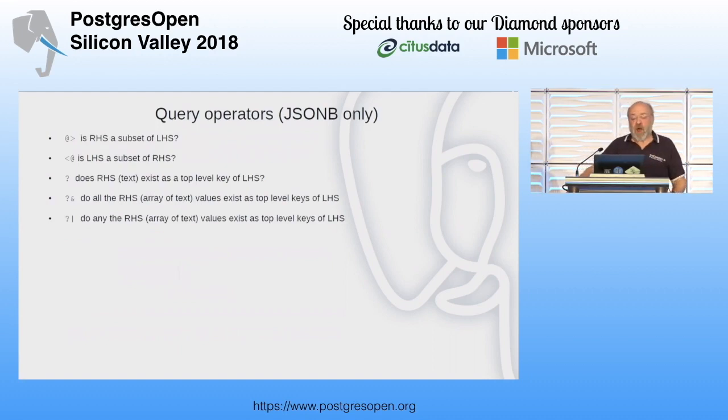So there are some query operators that only operate on JSONB, and here they are. The first one is probably the most useful one, which is: is the right-hand side a subset of the left-hand side? This is very, very useful for searching. The next operator, probably less so. And there are these other operators that ask, do we have this as a key? We don't care whether it's a value. Or do all of these elements exist as top-level keys, or do any of them exist as top-level keys?